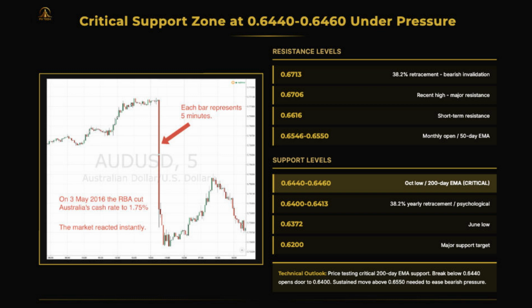The technical outlook is clear. Price is testing critical 200-day EMA support. A break below 0.6440 opens the door to 0.6400, while a sustained move above 0.6550 is needed to ease bearish pressure.